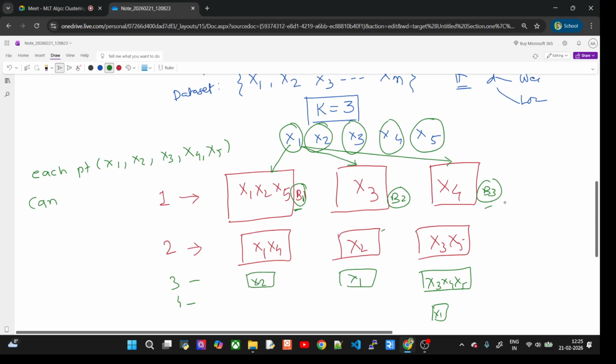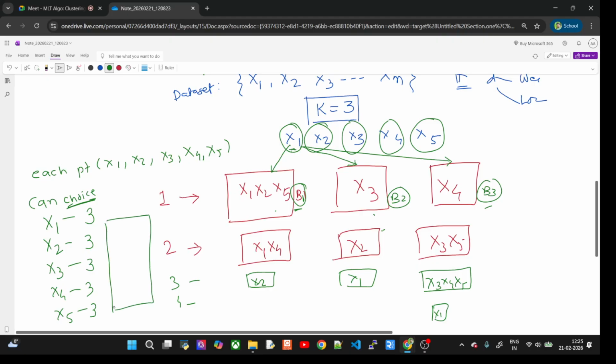So each point, like x1, has 3 choices: it can go in box 1, box 2, or box 3. In the same way x2 also has 3 choices, x3 has 3 choices, x4 has 3 choices, and x5 also has 3 choices. So what you can see is the number of times you can position them, how many times you can position them. I can put it here, here, here. So this is like trial and error.